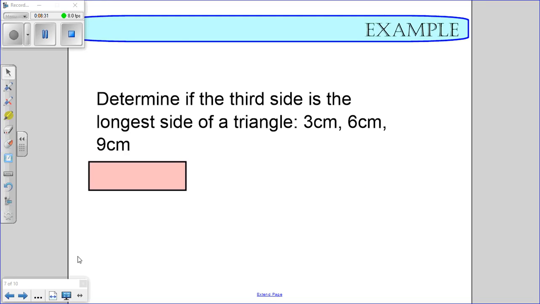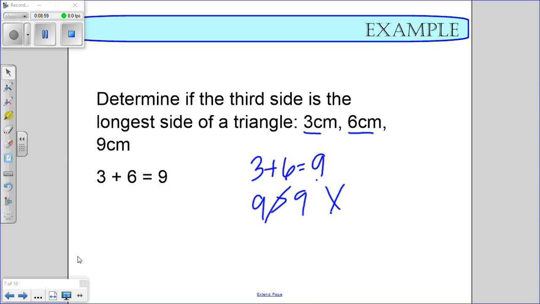So let's look at another example. Determine if the third side is the longest side of the triangle. So again, taking our two shortest sides, simply adding them. That gives me 9. Is that greater than 9? No, it's not. So we don't have a triangle. So since 3 plus 6 equals 9, we don't have a triangle.